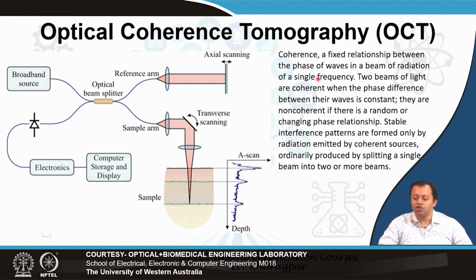So, coherence is a fixed relationship between the phase of waves in a beam of radiation of single frequency. As I said, single frequency, one light at a time. Two beams of light are coherent when the phase difference between the waves is constant. They are non-coherent if it is randomly changing. Stable interference patterns are formed only by radiation emitted by coherent sources, ordinarily produced by splitting a single beam into two or more beams. Coherence will only happen when the distance travelled here is equal to the distance travelled there. So, by changing this, you can understand this, because this is equivalent to this.